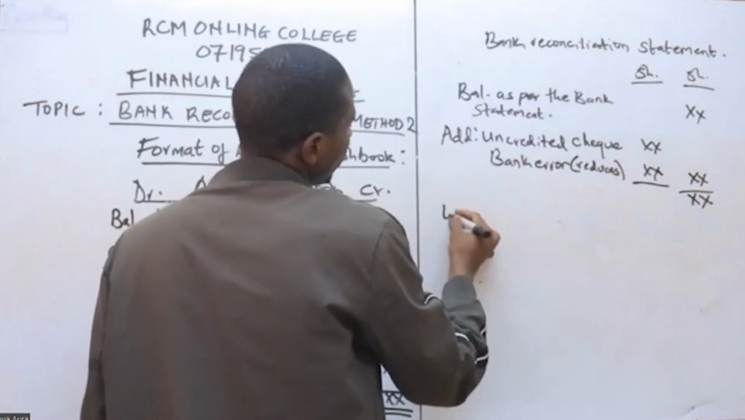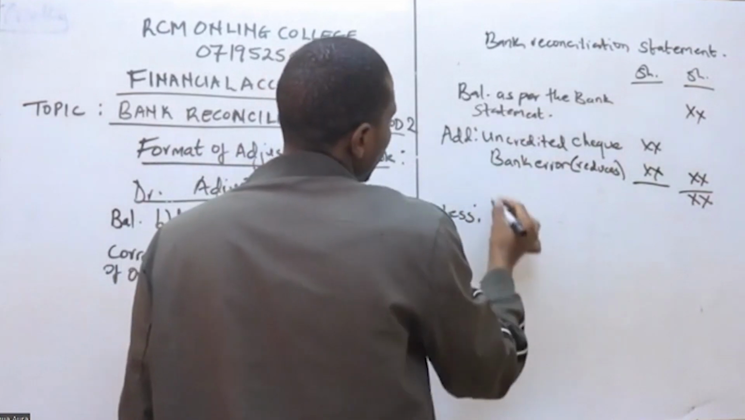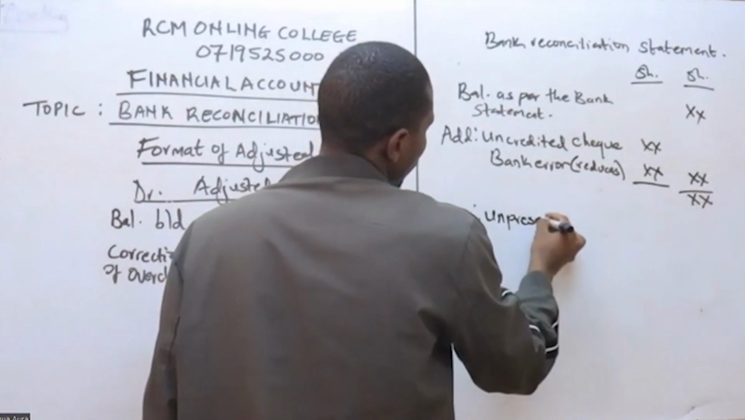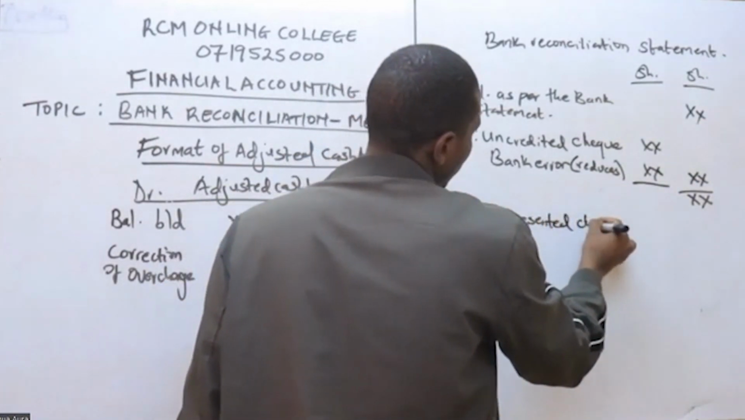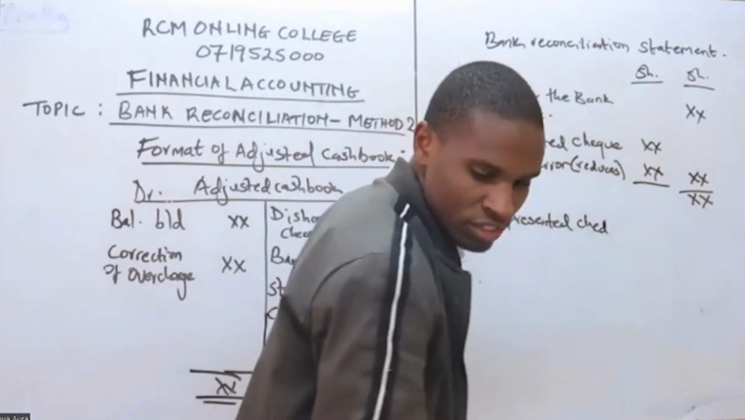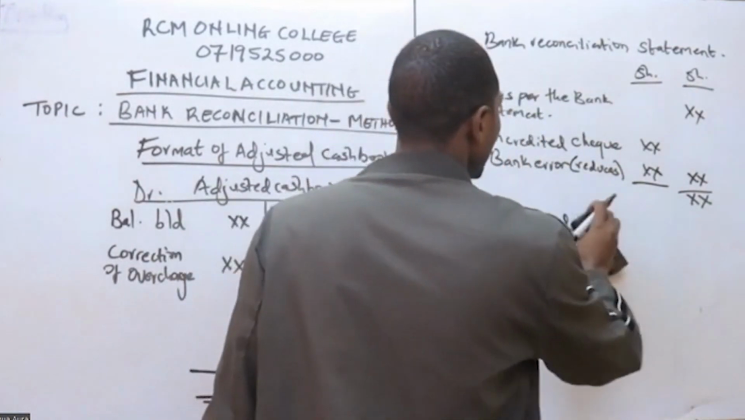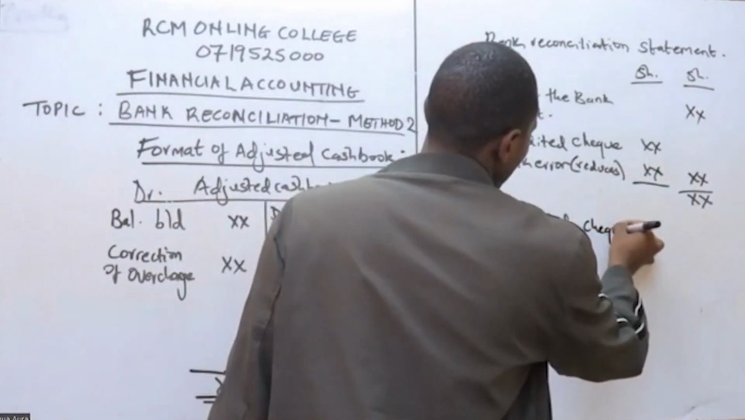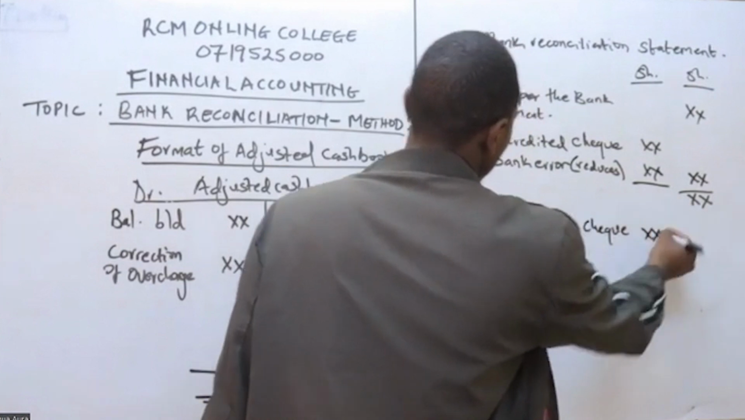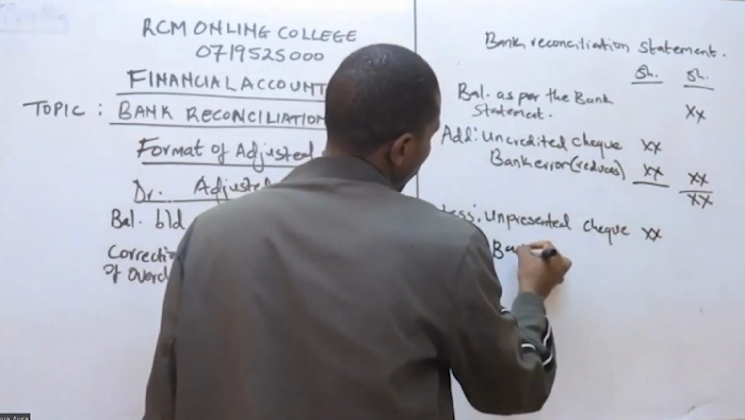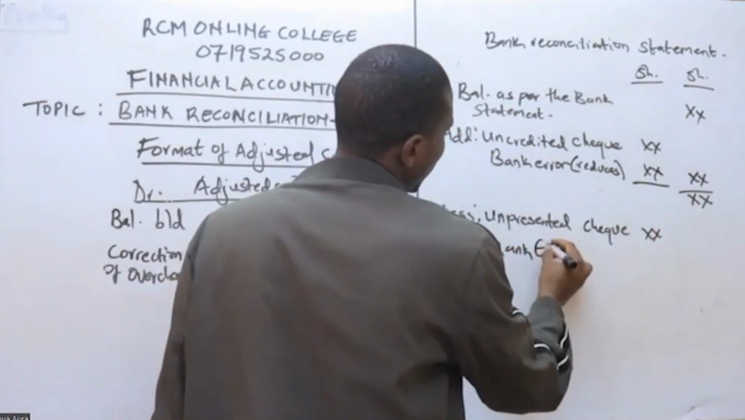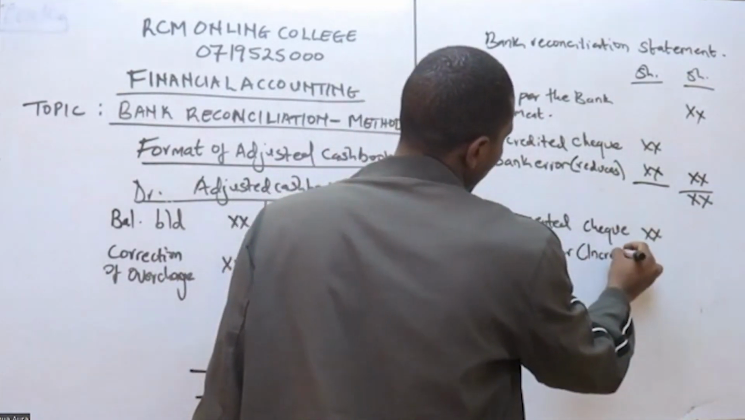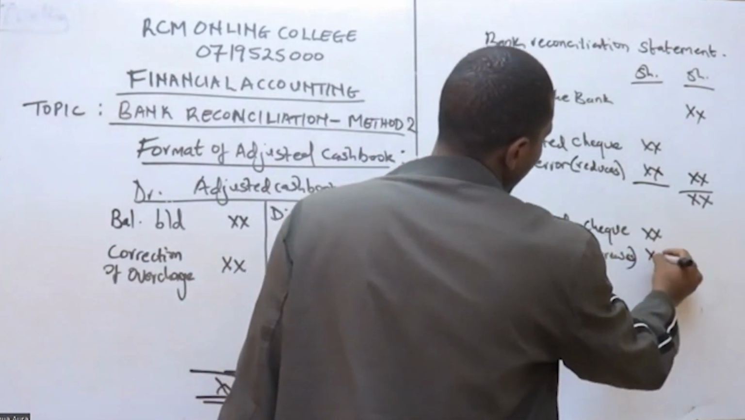Then you less. What do you have to less? You have to less unpresented checks. These are those checks that were not presented. Unpresented checks or deposits. And then bank errors: any error that increases the bank balance.